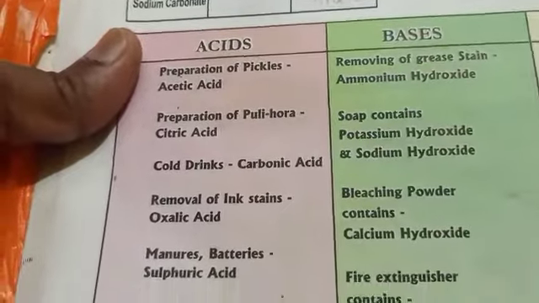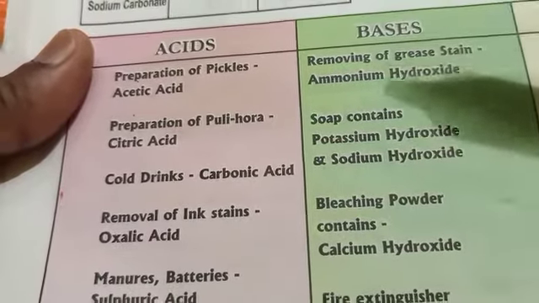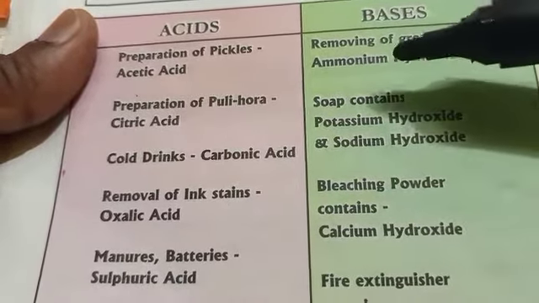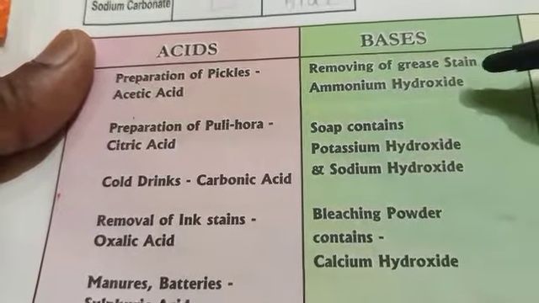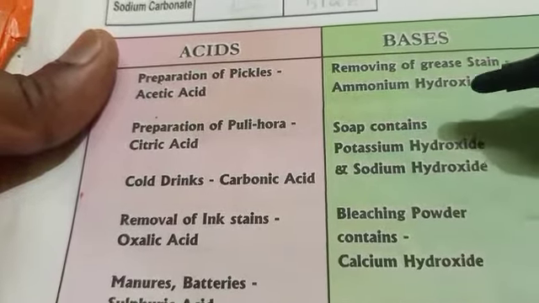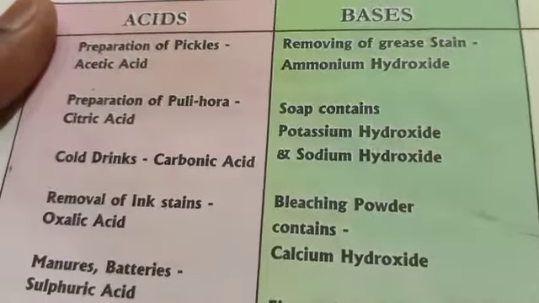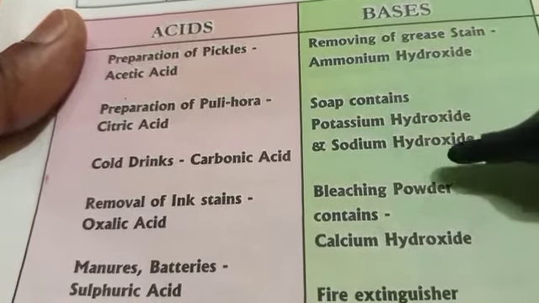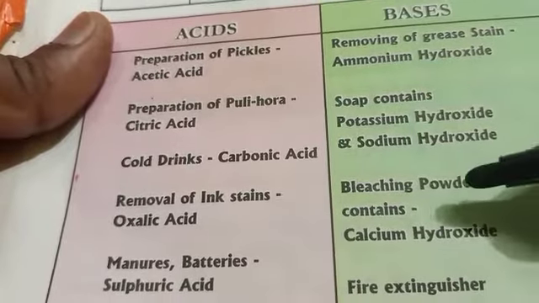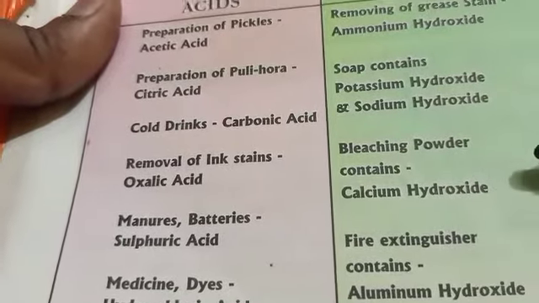Okay, now we'll see bases. So bases are used for what? Removing of grease stain, we are using ammonium hydroxide. Which hydroxide, children? Ammonium hydroxide. And soap contains potassium hydroxide and sodium hydroxide. Soaps are used for clothes and vessels. Bleaching powder contains calcium hydroxide.